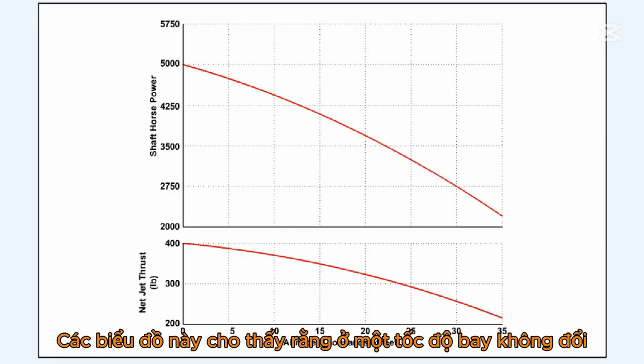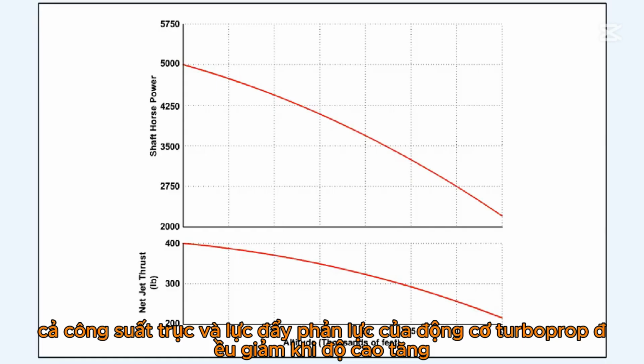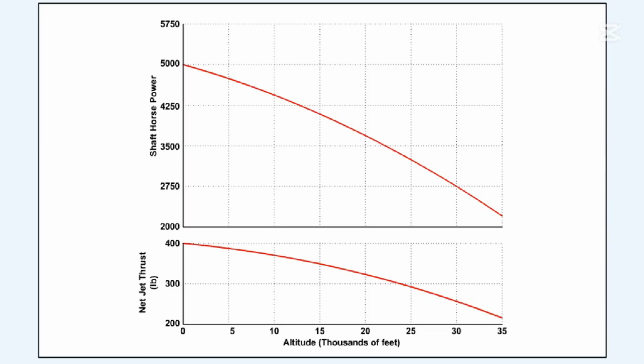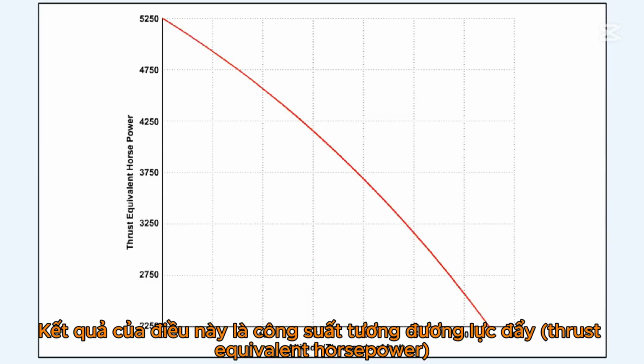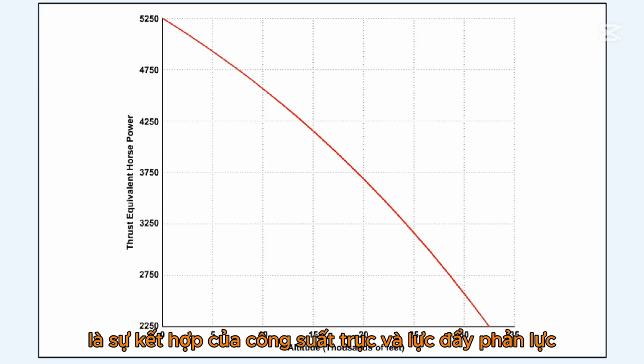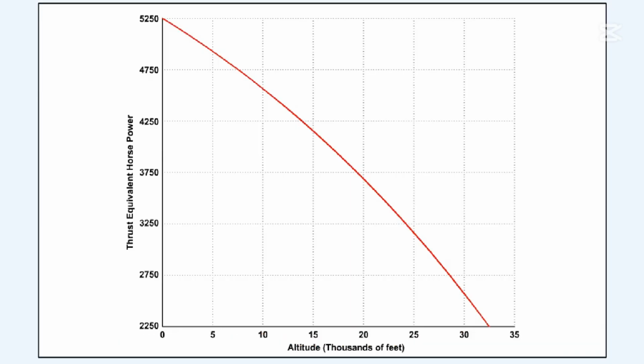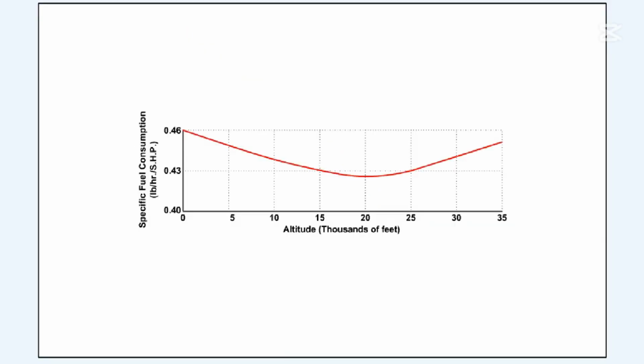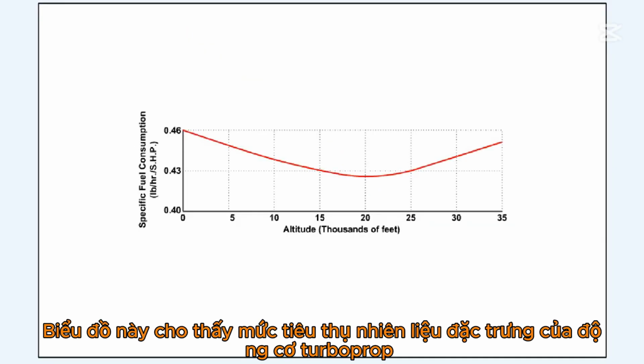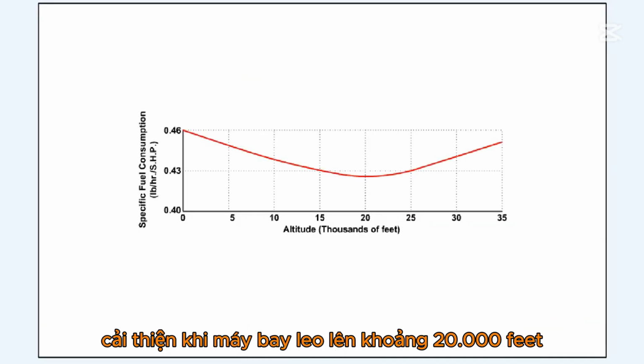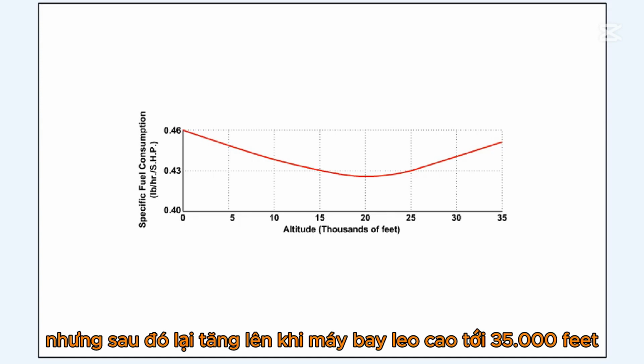These graphs show that at a constant airspeed, both the shaft horsepower and the jet thrust of a turboprop engine reduce with increasing altitude. The result of this is that the thrust equivalent horsepower, which is the combination of shaft horsepower and jet thrust, will also reduce with increasing altitude. This graph shows that the specific fuel consumption of a turboprop engine improves as the aircraft climbs to approximately 20,000 feet, but then it increases again as the aircraft climbs towards 35,000 feet.